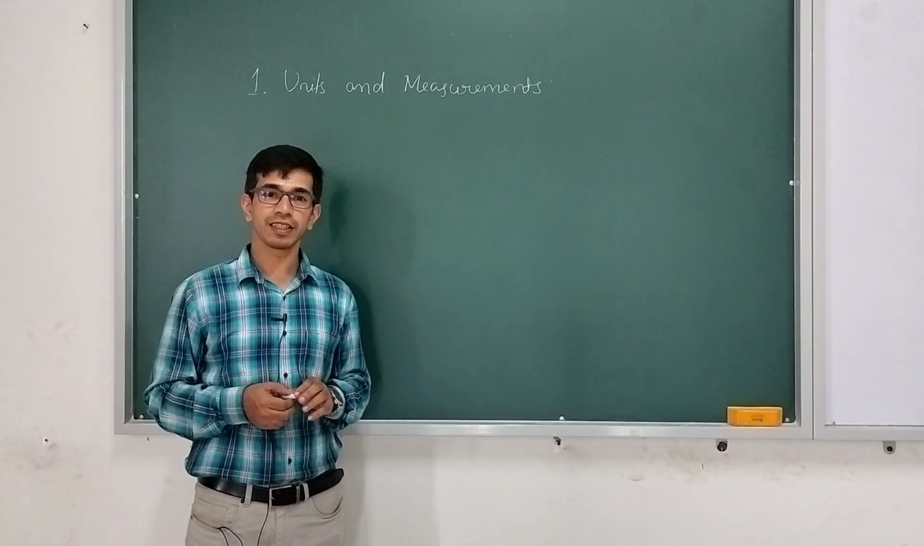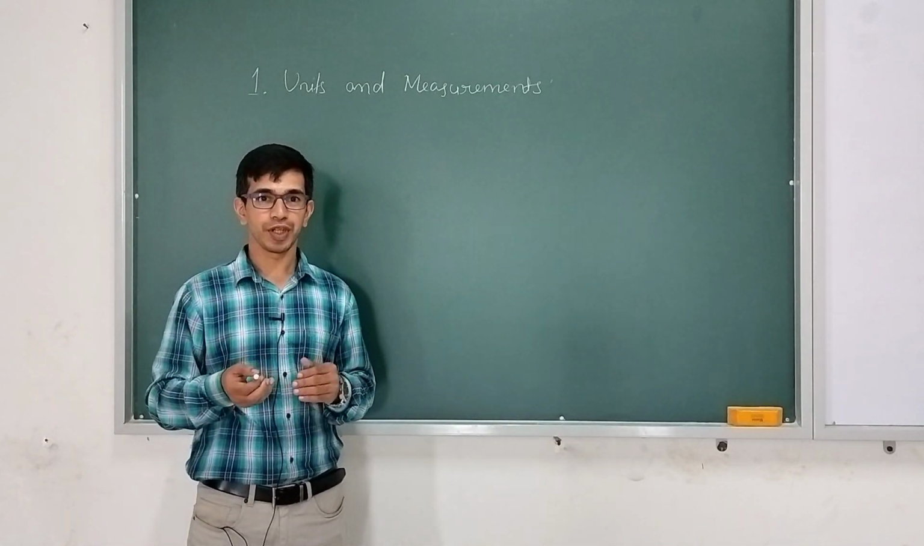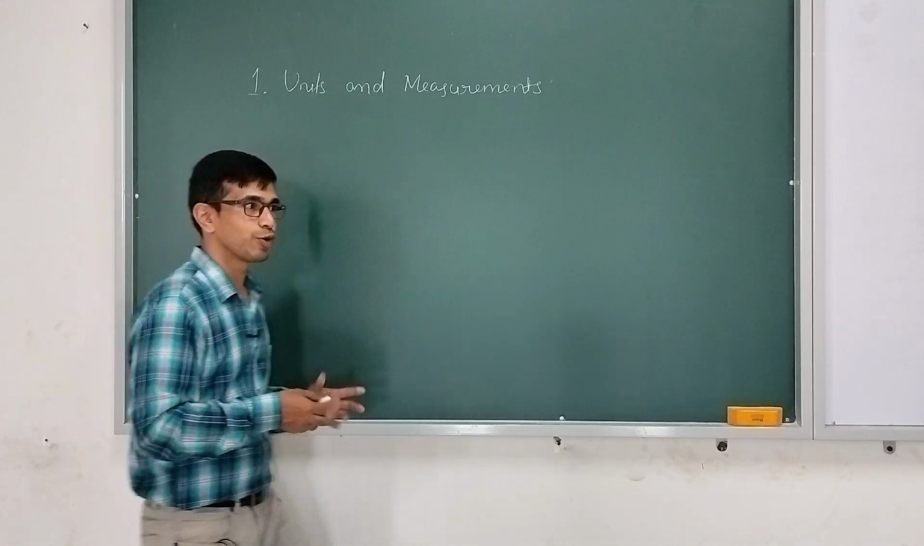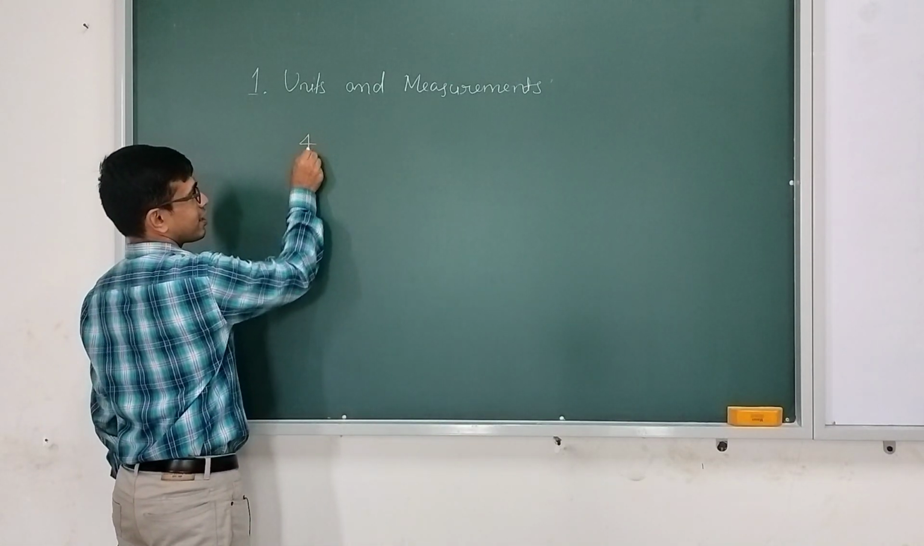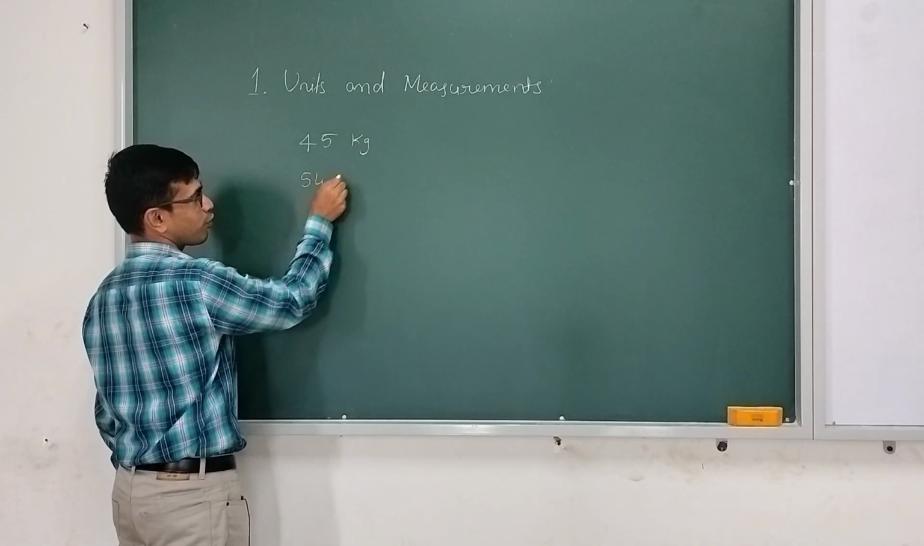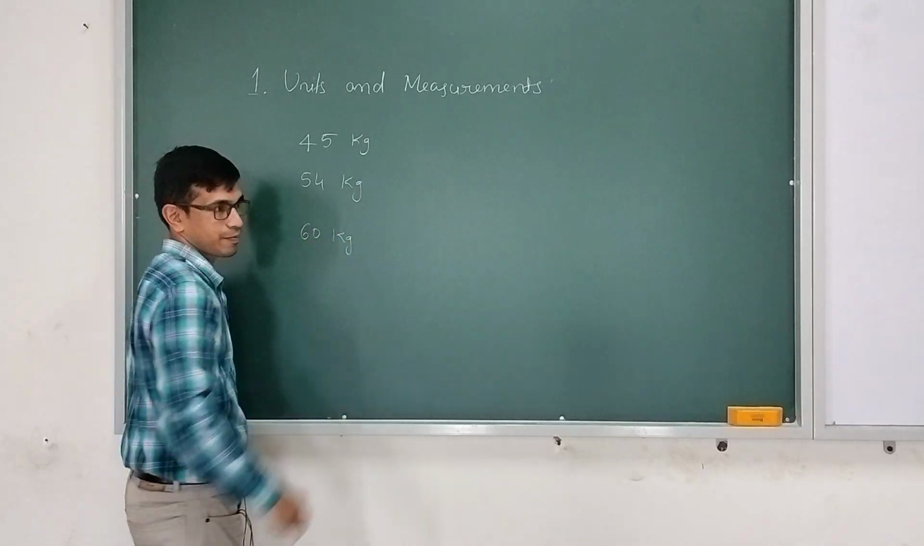The first example is, suppose someone asks you, how much do you weigh? If someone asks how many kg you are, you will answer, I am weighing around 45 kg, or around 54 kg, or somewhere around 60 kg. Like that you will answer.